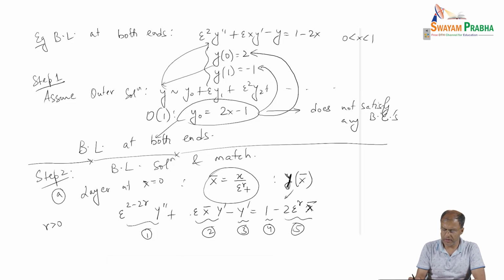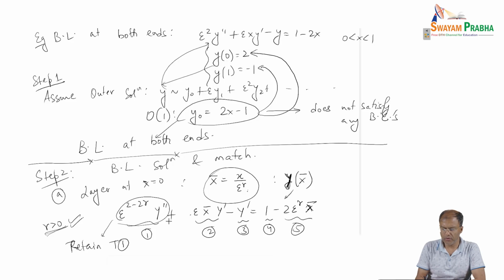Why? Because that's the rescaling we are assuming, and because we have a boundary layer at x equal to 0, we have to scale out the factor of epsilon. So gamma is greater than 0 seems to be a correct assumption, and we have to retain term number 1. So we have to retain term 1. Why?